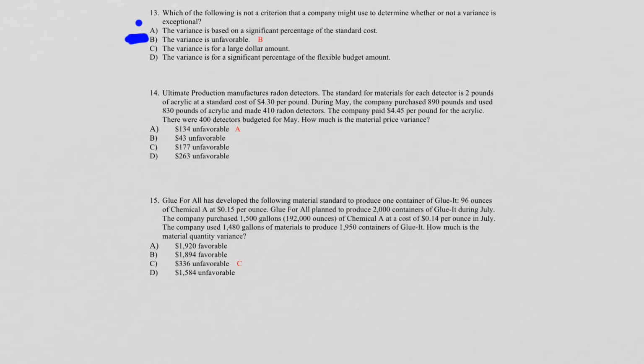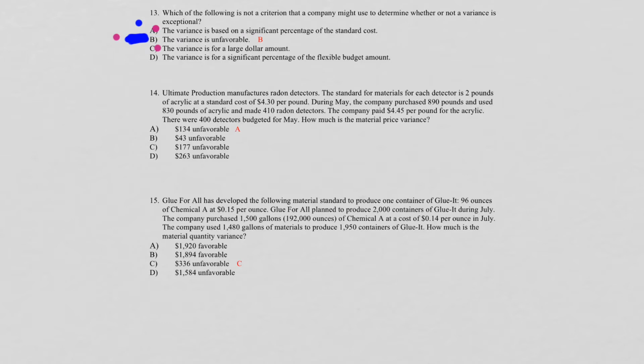For example, A, the variance is based on a significant percentage of the standard cost. Well, that's a good criteria, because percentage-wise you can gain a lot from that. B could be just a low amount, and you wouldn't expect the percentage differences to be high. That's why B is also not a good answer here. C, the variance is for a large dollar amount. That's the same idea as A, that it's significant.